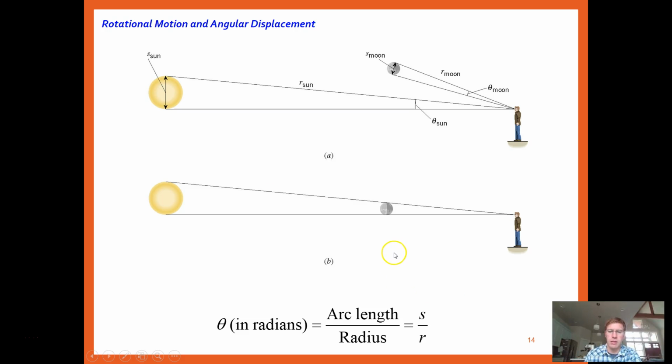So it's really quite amazing that their radial distance, their angular displacement in a sense, is the same as viewed from Earth, which allows you to have this perfect amount of covering.